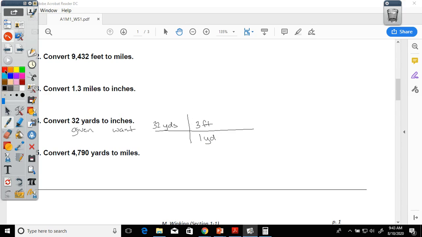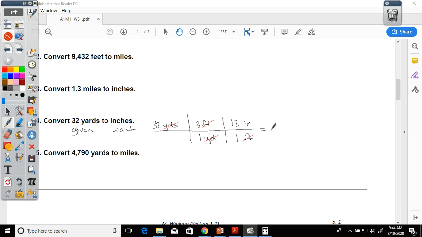Well, what happens here? The yards reduce out. All that's left is the feet. Once again, that's not what we need. We need it to be inches. So we need to do one more fence post. Okay. Now we know that for every 1 foot, there's 12 inches. Once again, we're multiplying by feet. Feet are on top, feet are on bottom.